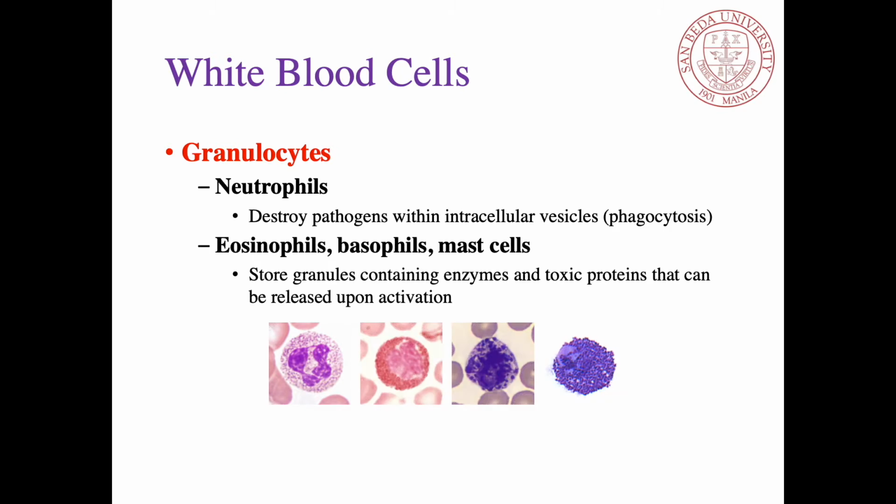Then we have eosinophils, basophils, and mast cells. You'll notice their characteristic morphology on staining. They basically store granules that contain enzymes and toxic proteins that can be released upon their activation. So, eosinophils and basophils, along with neutrophils, make up your polymorphonuclear cell family or PMNs, which are basically mature white blood cells in peripheral blood.